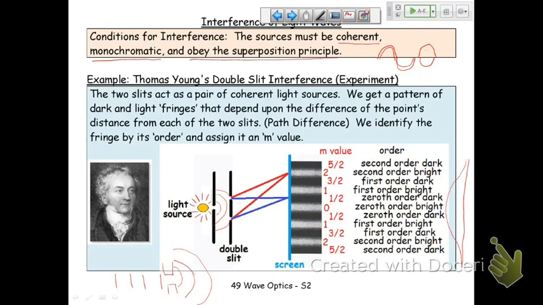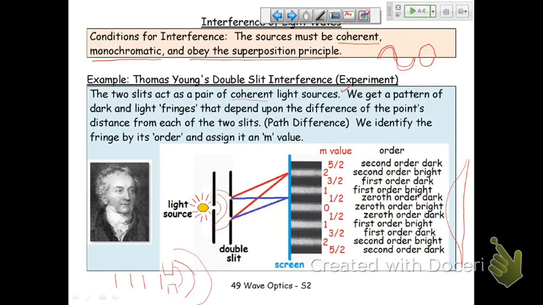And what we see is two slits act as a pair of coherent light sources. We get a pattern of dark and light fringes that depend upon the difference of the point's distance from each of the two slits. So it's a path difference effect, just like we talked about in oscillations and waves, when we had the two speakers and they were sometimes in phase and sometimes out of phase. And it's going to be the same rules.